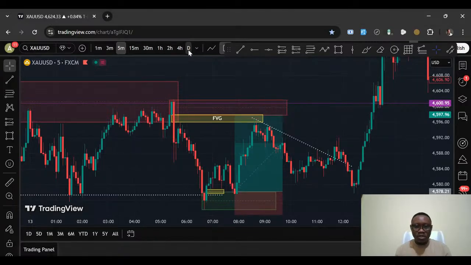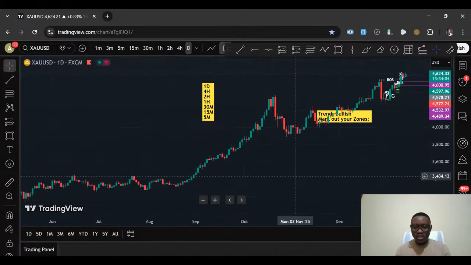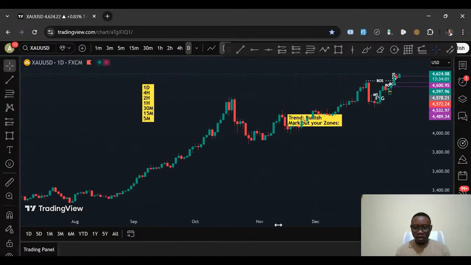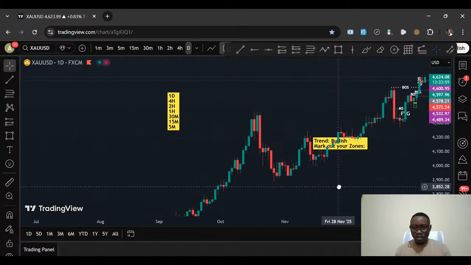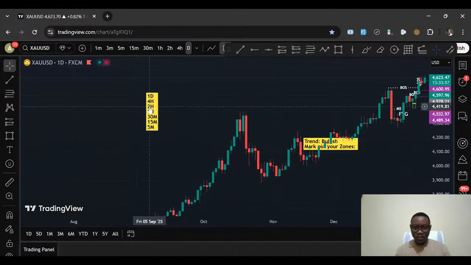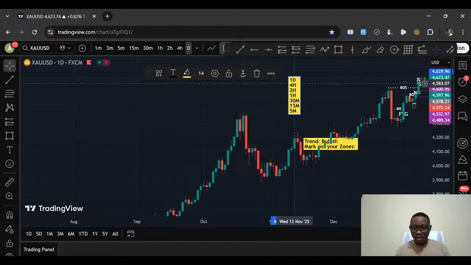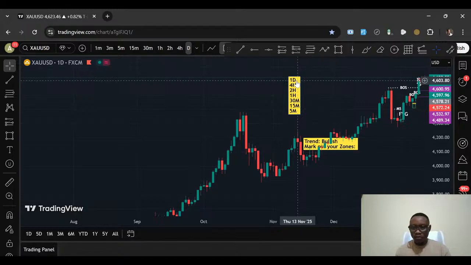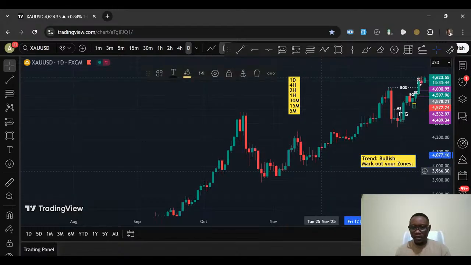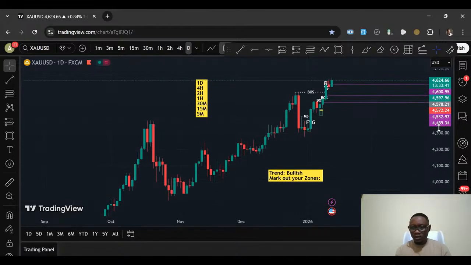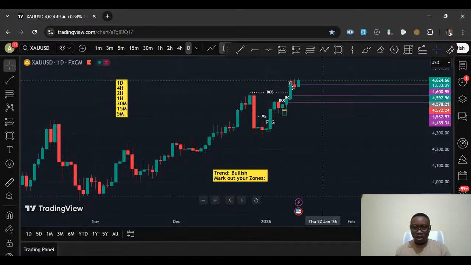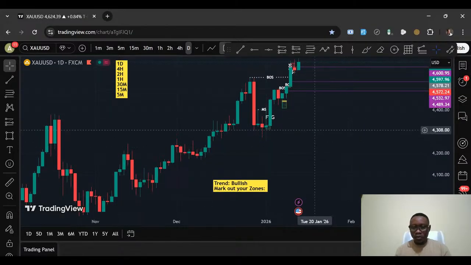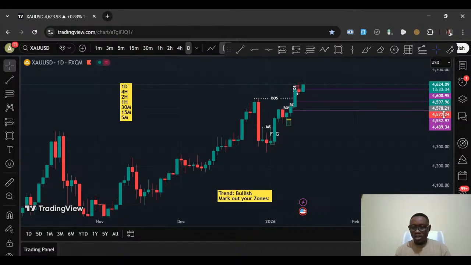Again, I want to believe you all understand our top-down analysis process. To refresh your memory, these are the time frames we trade. We trade the daily time frame, the 4H, the 2H, 1H, 30 minutes, 15 minutes, and the 5 minutes time frame. And as you already know, we begin our top-down analysis process from the daily time frame.